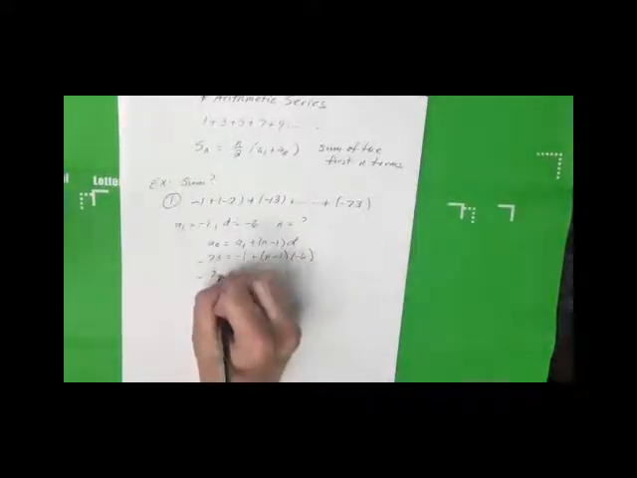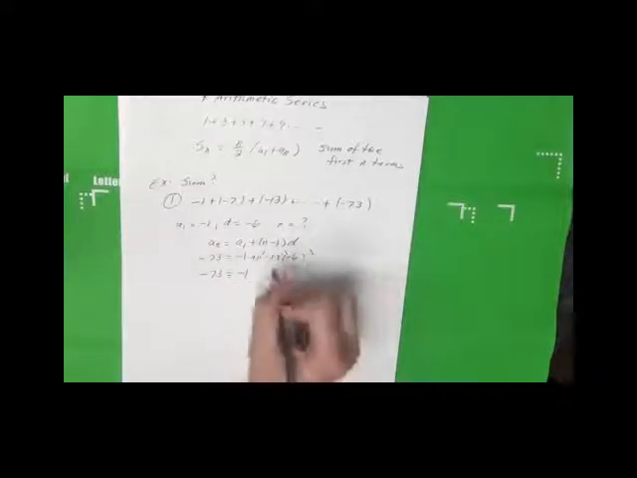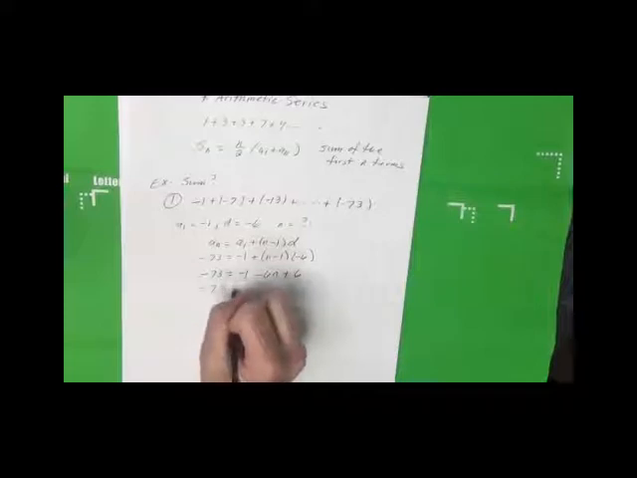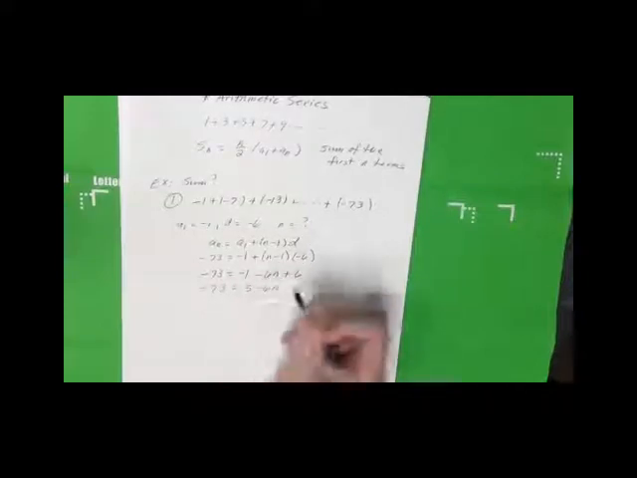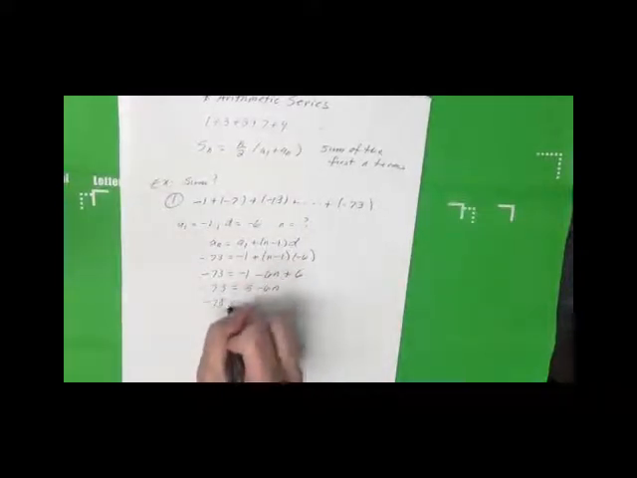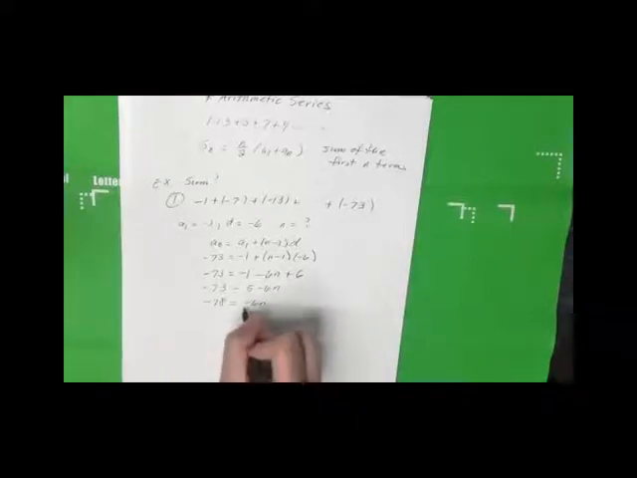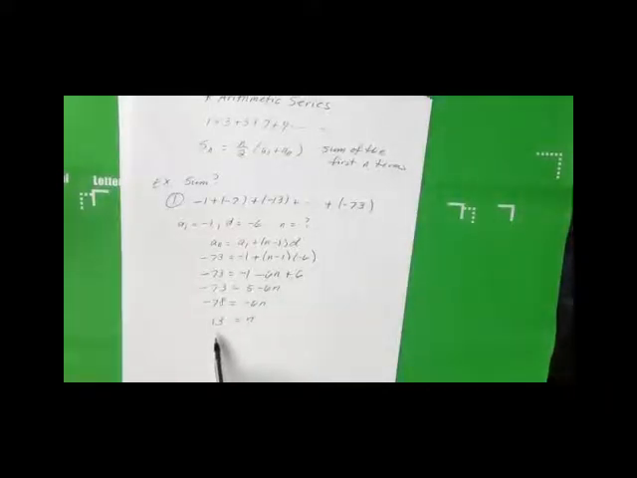So I have -73 equals -1, distributing out, minus 6n plus 6. -73 equals 5 minus 6n. -78 then equals -6n, subtracting 5. Dividing through by -6, I get that n is 13. Certainly when you go through a problem like this, n has to be a counting number. If it ends up being negative or a fraction, that's where you know you messed up somewhere. We're talking about the number of terms. So there are 13 terms.